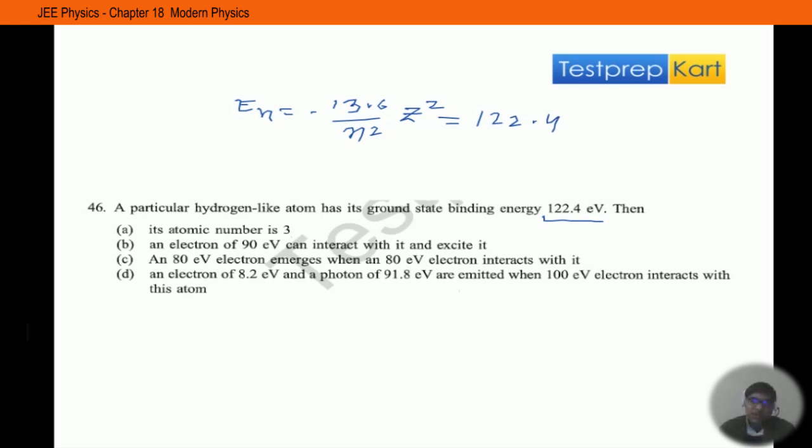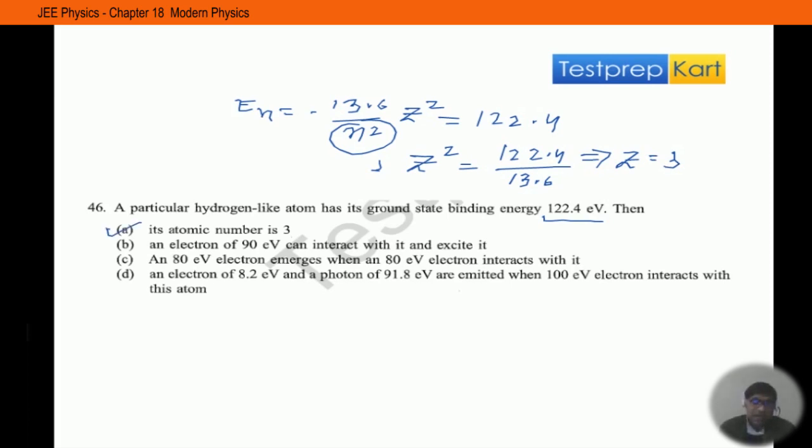So for ground state N is equal to 1. So from here we can calculate Z square, that is 122.4 divided by 13.6. So it is equal to 9. So from here we'll get the atomic number for that hydrogen-like atom is 3. So the first option is right.